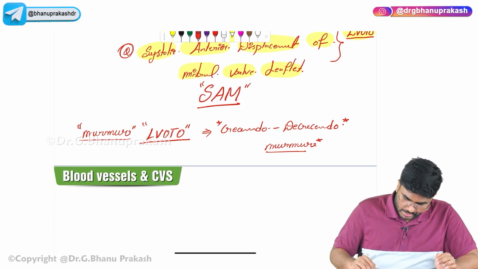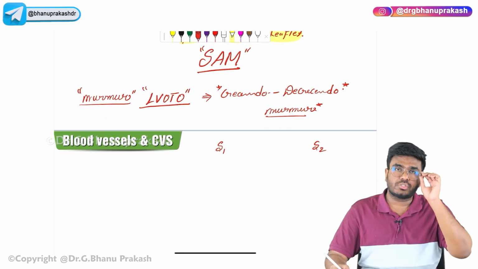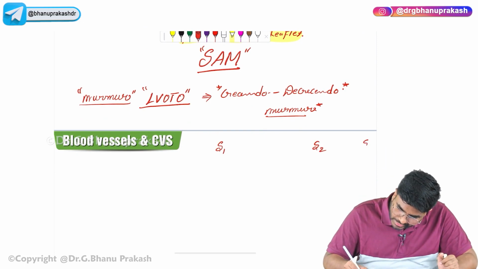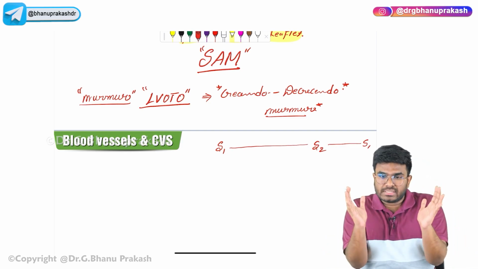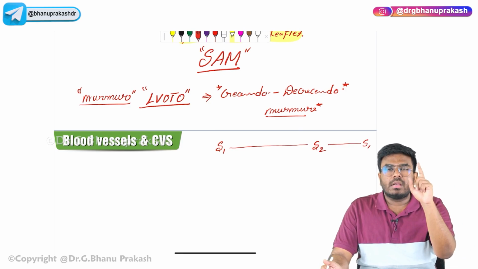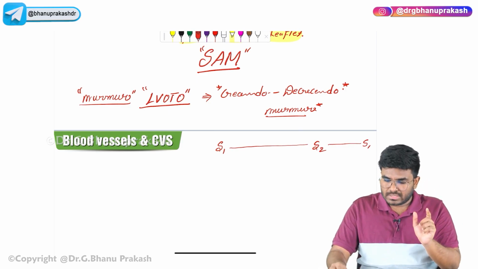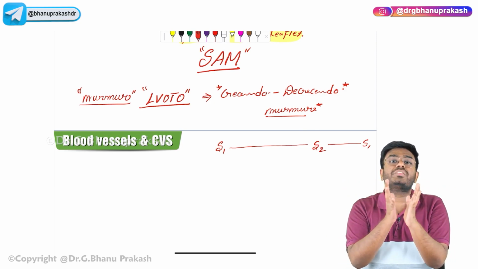For example, the phase between S1 and S2 is called systole, and the phase between S2 and S1 is called diastole. We know this. Now what happens? During systole, when the left ventricle is contracting, there is obstruction. Now, as there is obstruction, the left ventricle is contracting with higher pressure. Higher pressure is there.